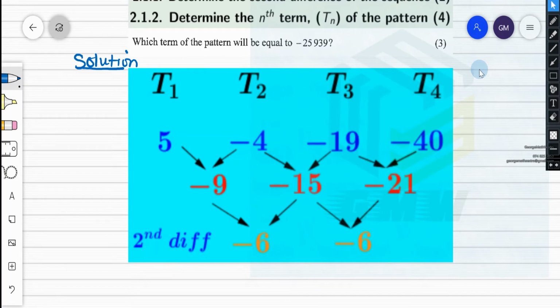The pattern has the number 5. It is minus 4. It is minus 19. It is minus 40. Now the first one here is what I label T1, followed by T2, followed by T3, followed by T4. So I will write down those equations that we saw earlier, before this example.